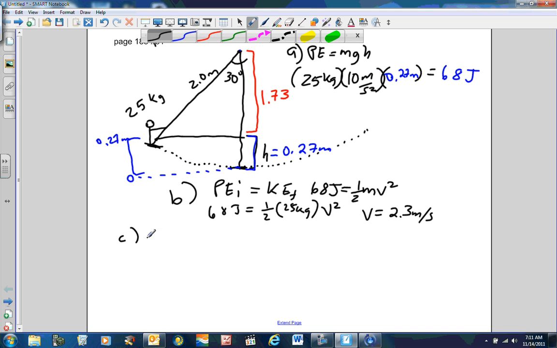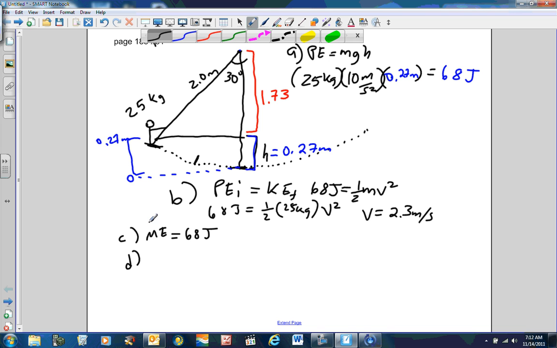Now, C asks for the total mechanical energy, and you're going, oh no, I don't know that. How do I find that? What's the equation for total mechanical energy? Well, total mechanical energy, remember, doesn't change. If he starts out with 68 potential here, he ends with 68 here. What kind is it? It's kinetic. In between here would be 68 joules of kinetic and potential, but when you add them together, you get 68. So total mechanical energy is a constant. It's 68 joules. The type of energy just changes.